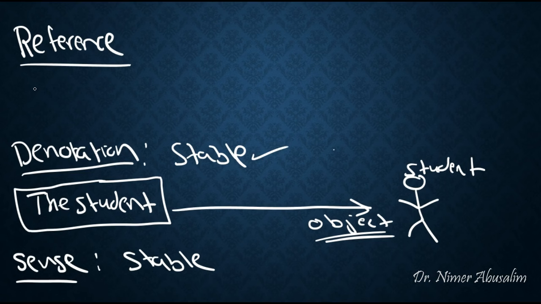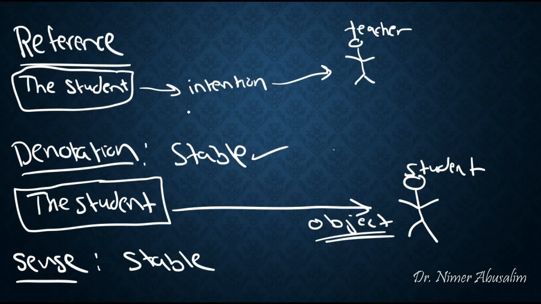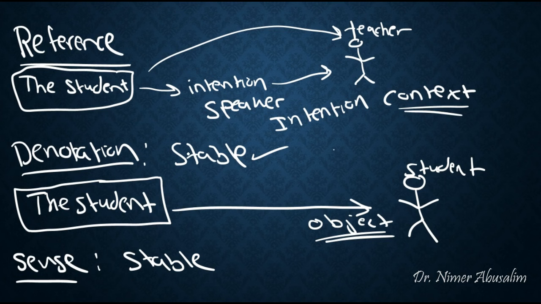Now going back to reference, when I said the student, my intention was to pick out the teacher, okay? So in this case, this is not a stable relationship, because student here obviously was used to refer to something that's not a student. Now what specified what the student referred to in this case? Well, it was the speaker and the intention that the speaker had under that particular context. Why under that particular context? Because in another situation I might use student to refer to a person that works at the university by mistake. So this is not a stable relationship at all.